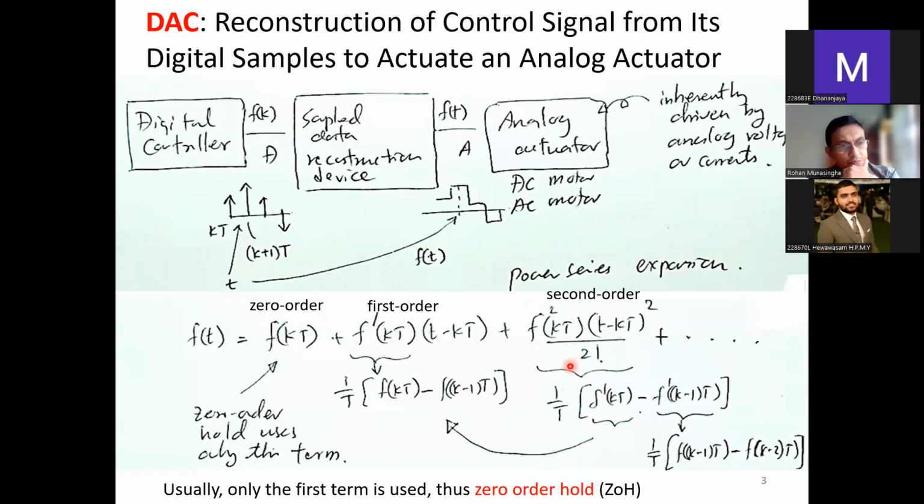Any questions? So if you use, for example, the first order term also, then you are not actually maintaining the level at k. The control signal will look like this. It changes from this sample to the next sample, so it doesn't keep the level constant.